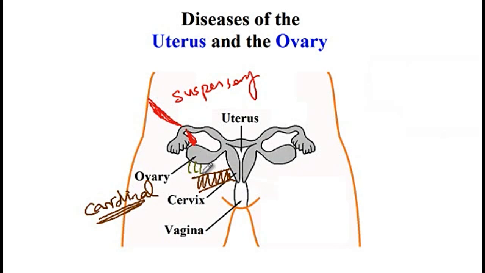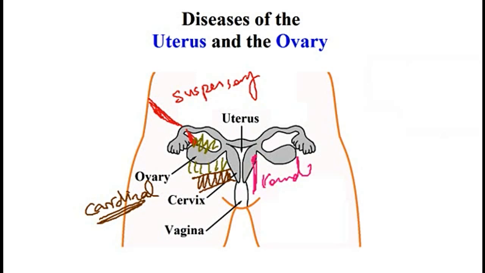Next we have the broad ligament, which connects the uterus, ovaries, and the fallopian tubules to the lateral pelvic wall. And then the final ligament is the round ligament, which attaches the fundus of the uterus to the labia majora. So this is a round ligament.